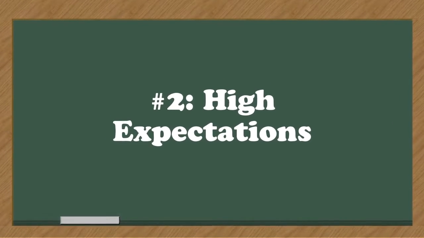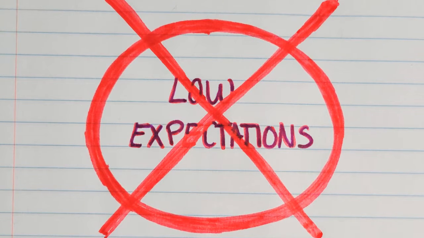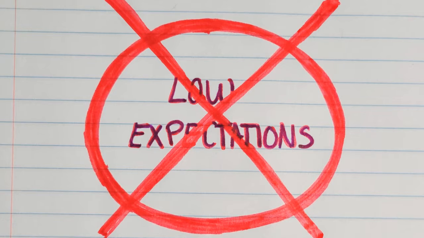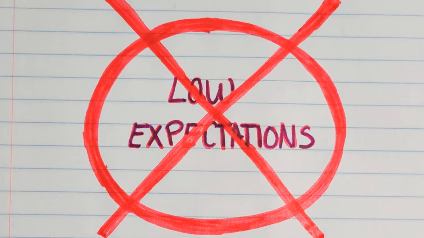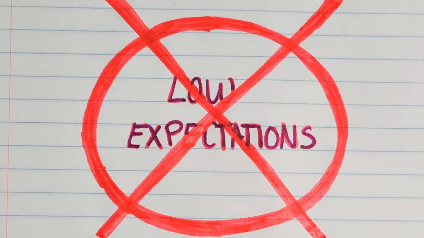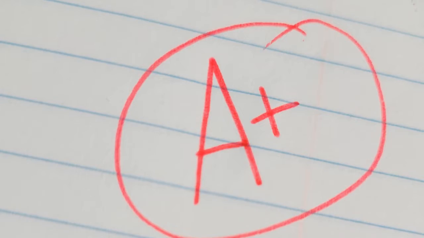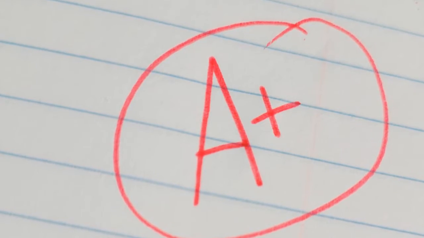Number 2. High expectations. Many people believe if you have low expectations of something or someone, you will never be disappointed. Therefore, they think to aim low. This is definitely not the way to go when it comes to teaching. Instead, a teacher must always have high expectations for their students.